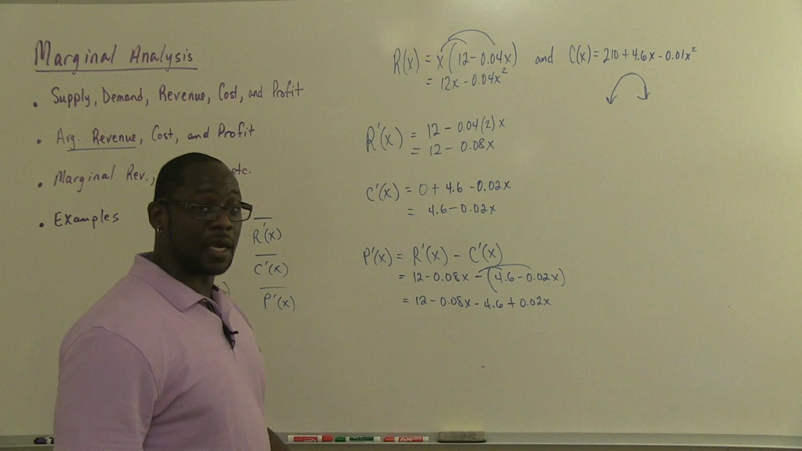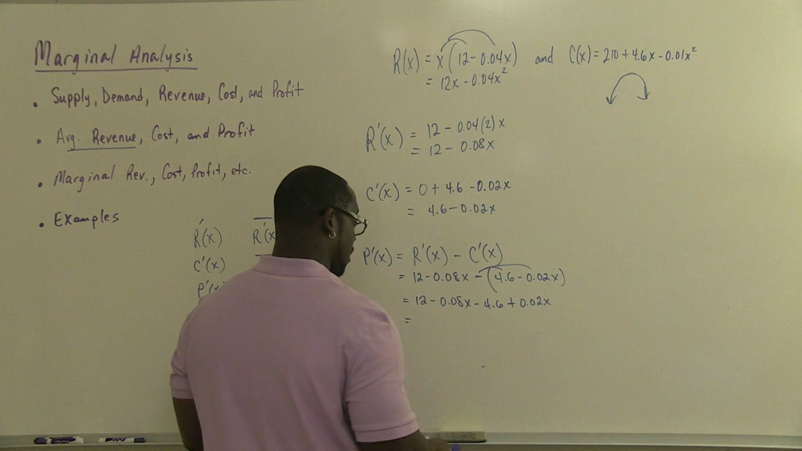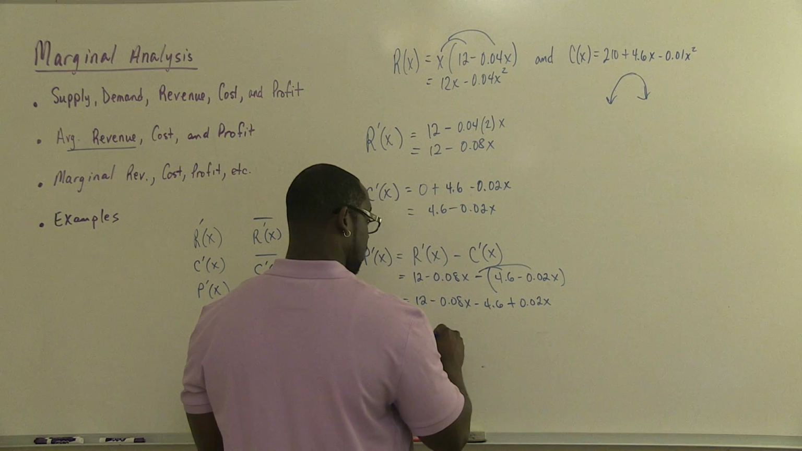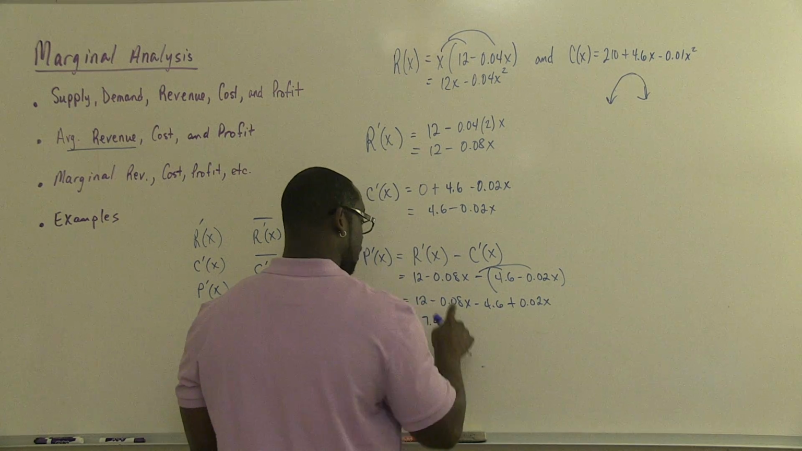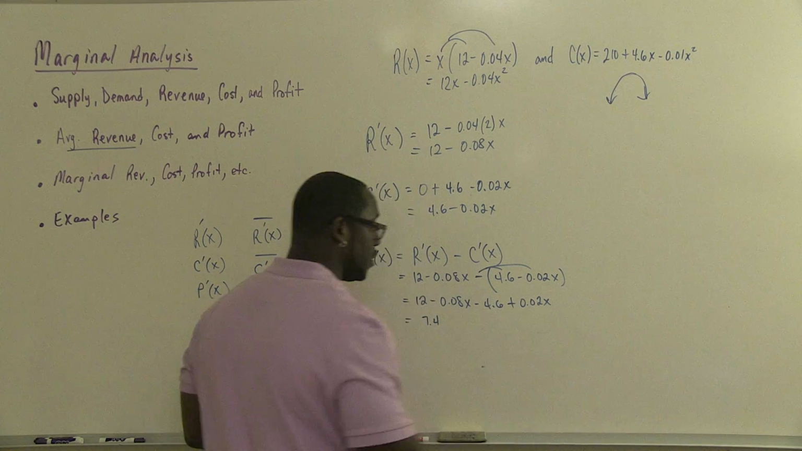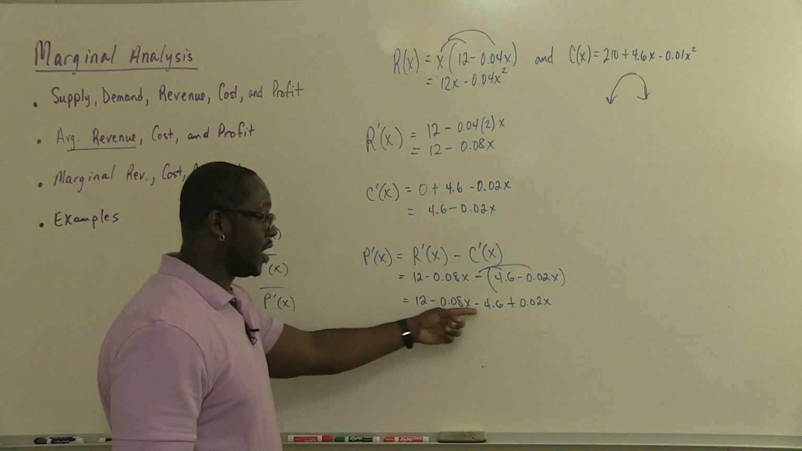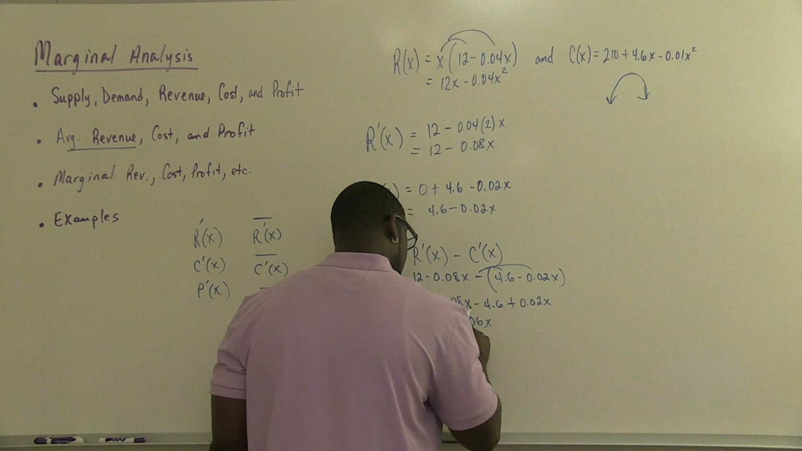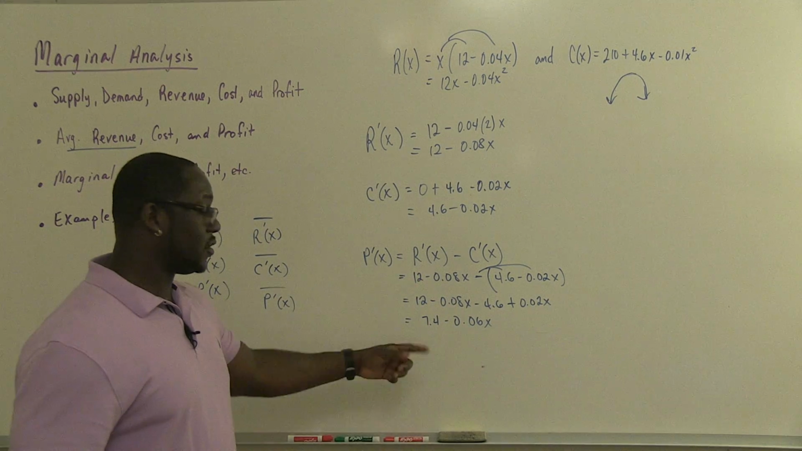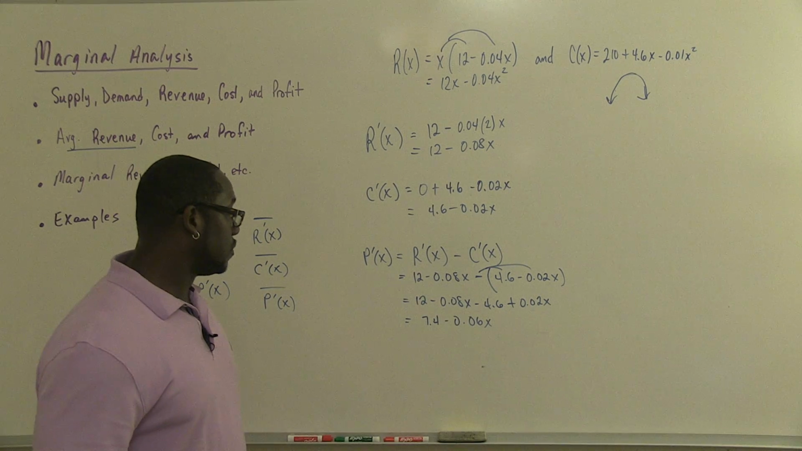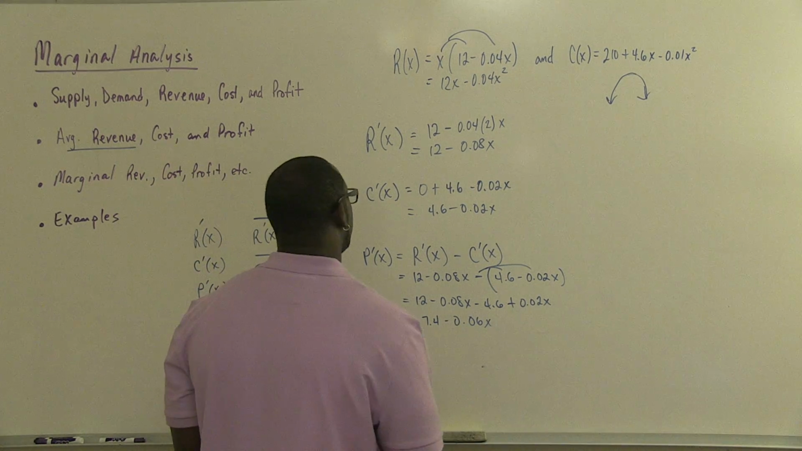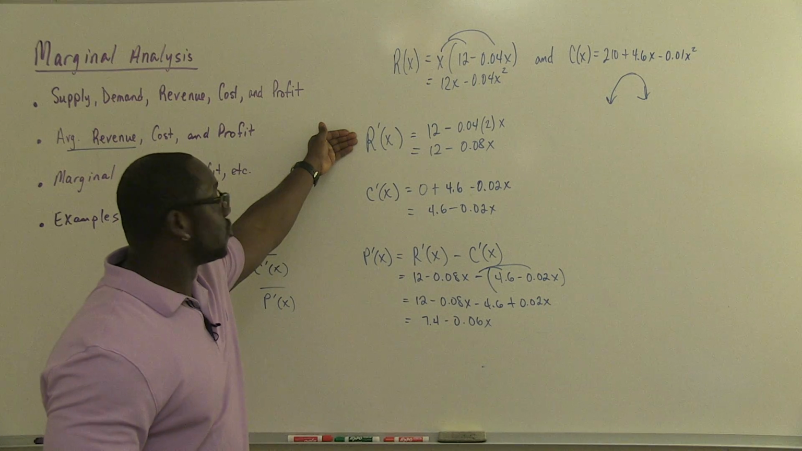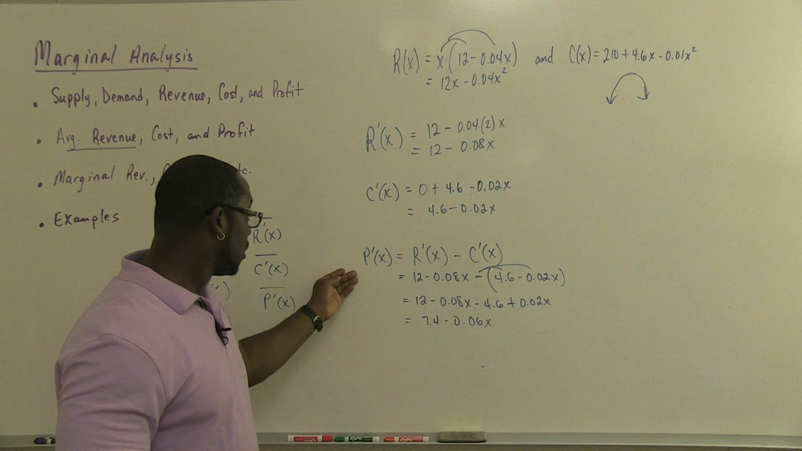And then from here we just combine like terms. So here we have 12 minus 4.6, so that would be 7.4, and negative 0.08 plus 0.02, so minus 8 cents plus 2 cents gives us minus 6 cents. Okay, and so that is what our profit equation would look like. Well, the derivative of profit rather, or marginal profit. So we have marginal revenue, marginal cost, marginal profit.